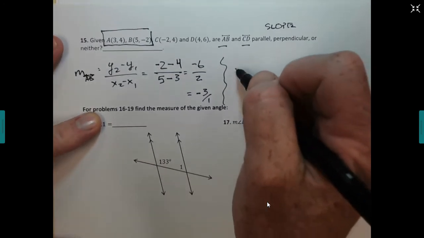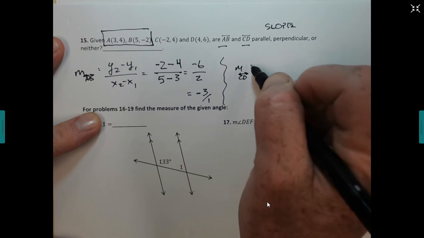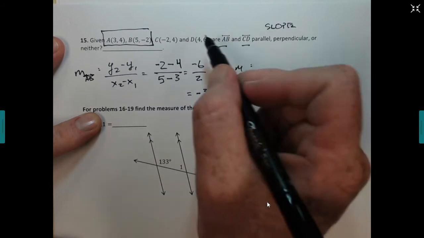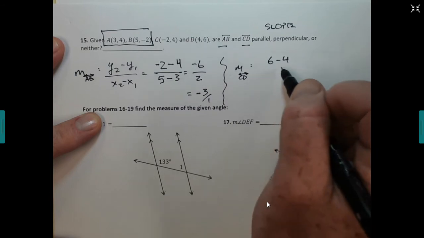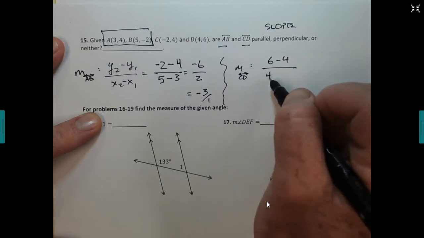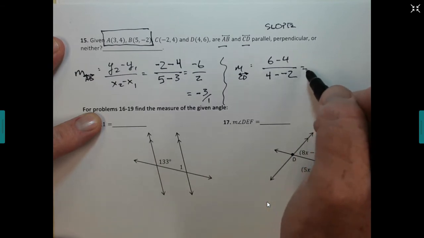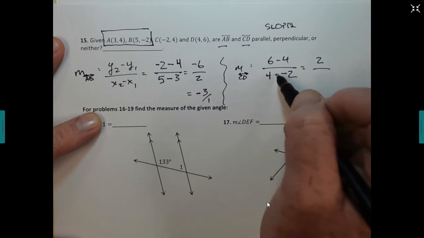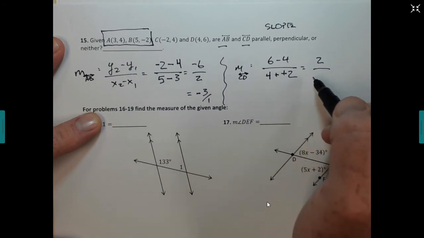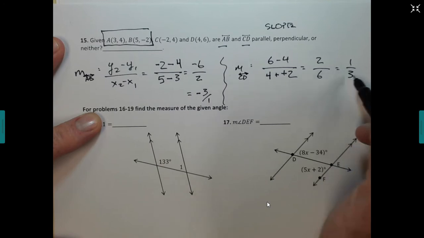Let's do it again. I want slope of CD. So I'm going to use these 2 points. y2 minus y1 over x2 minus x1. 6 minus 4 is 2. 4 plus 2 is 6. Reduces to 1/3.